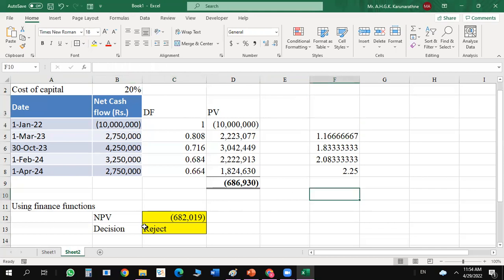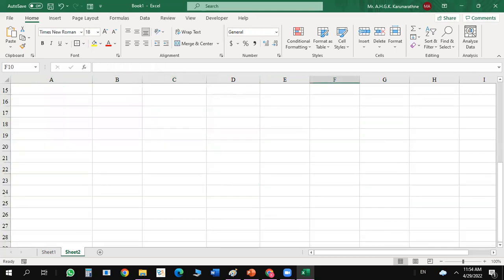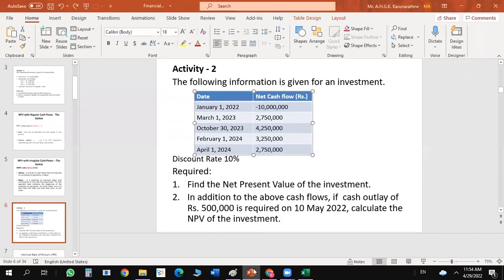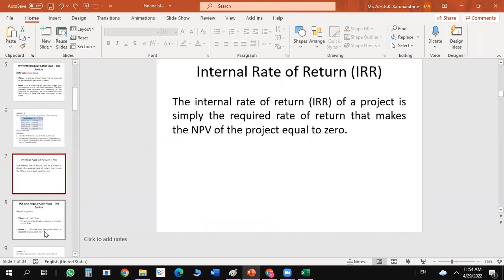Right. Next one. Internal rate of return, right? So internal rate of return is another approach to evaluate the financial feasibility of a project. IRR means the project rate of return. The project yield is represented by IRR.